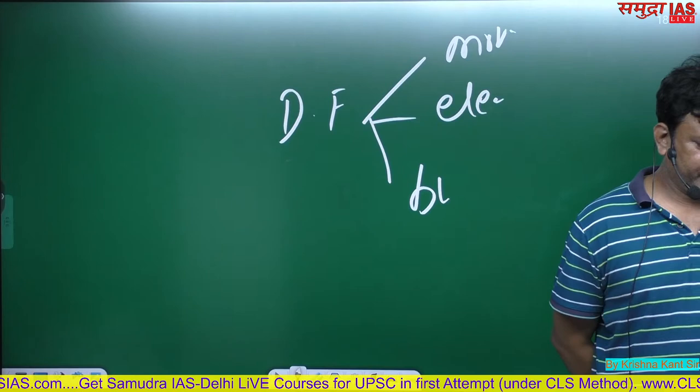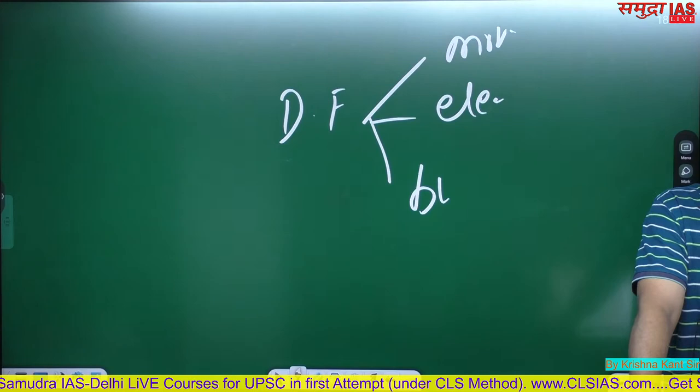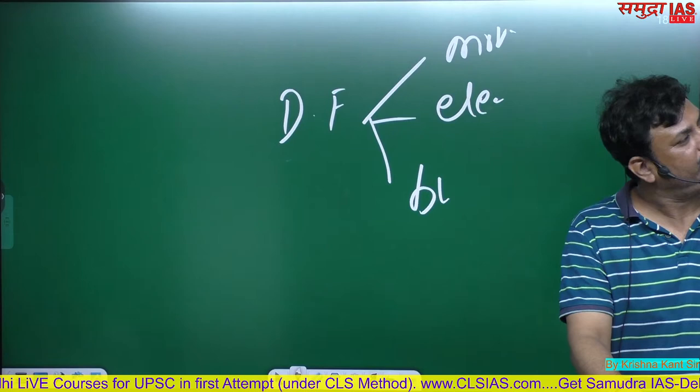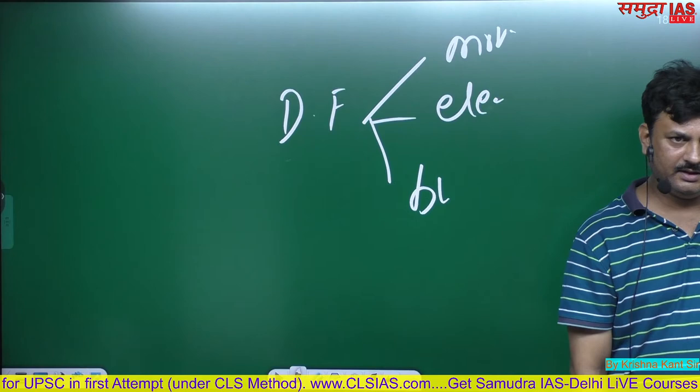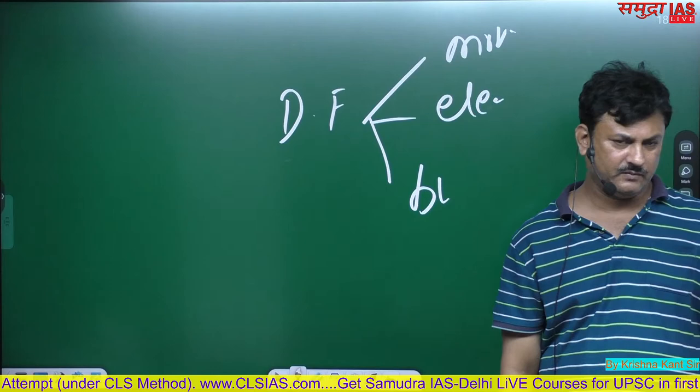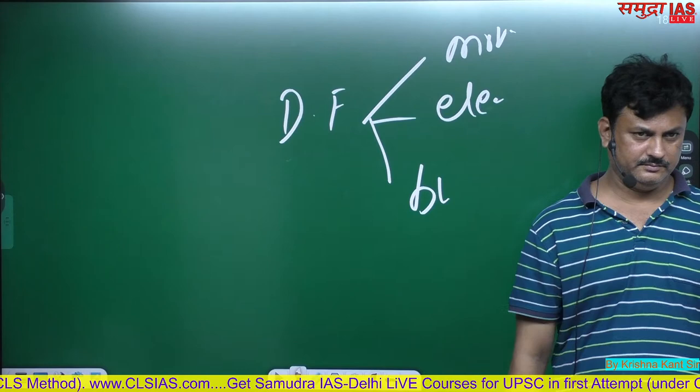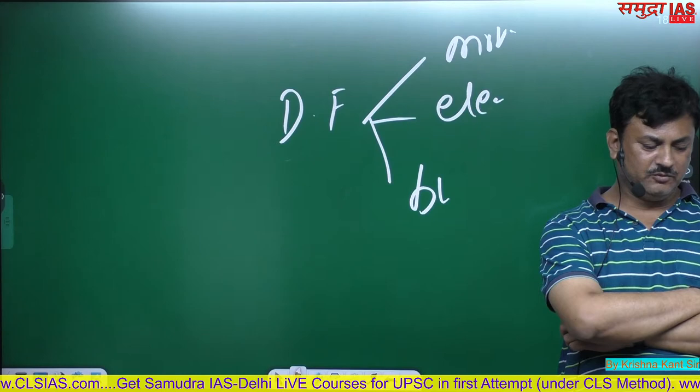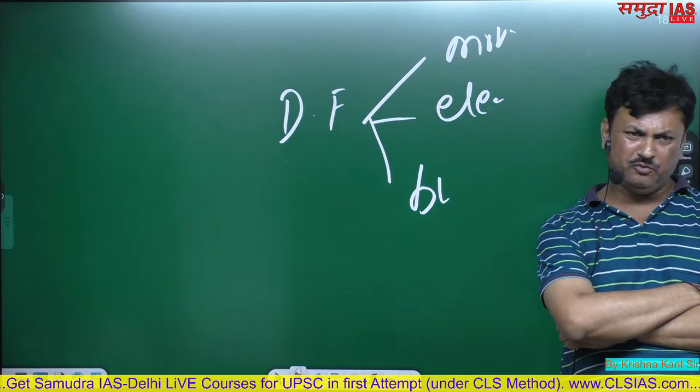Diastrophic forces and movement. Diastrophic forces are divided into two forces and movement. The first is epeirogenetic force and movement, and the second is orogenetic force and movement.